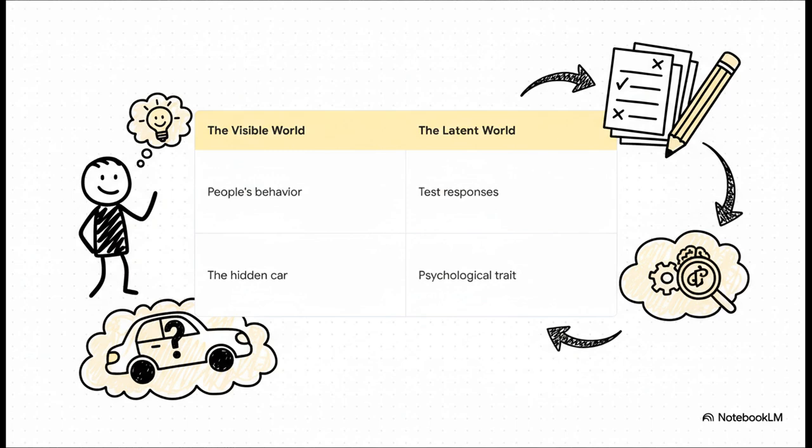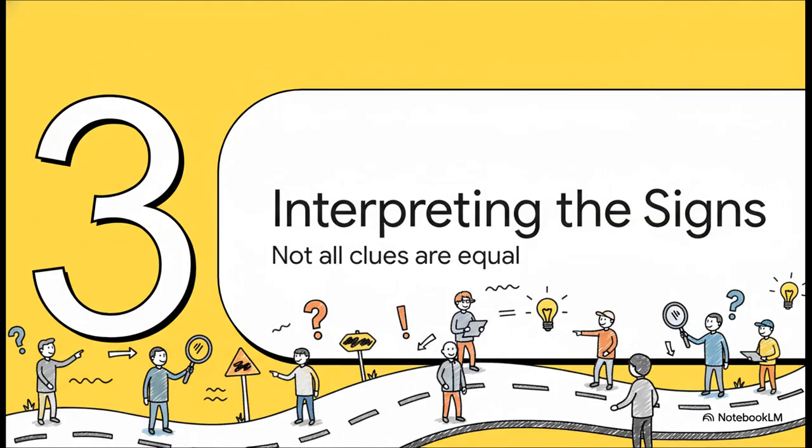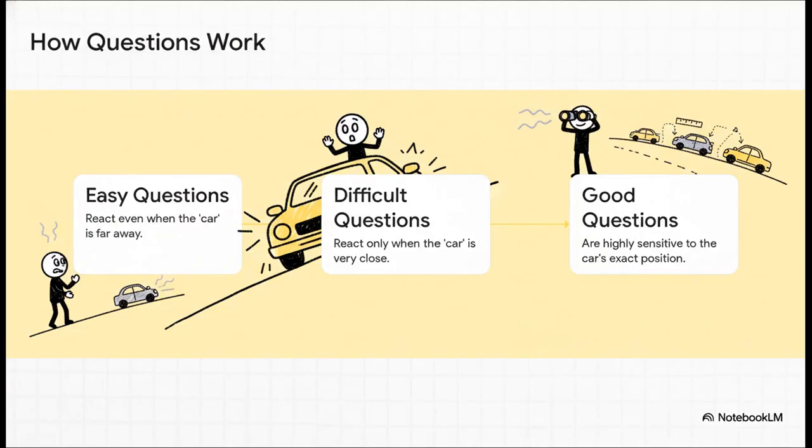And this is where it all clicks. The behavior of the people on the street, that's the visible stuff, just like someone's answers on a test. And that hidden car, that's our latent variable. It's the psychological trait, like anxiety or competence, that's causing the behavior we can see. We're using the visible to get a read on the invisible. But we can take this analogy even deeper, because not all clues are the same, right? In our model, you can think of each test question as a different person standing on that road, each with a slightly different view.